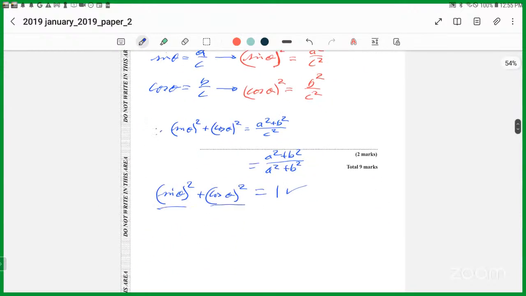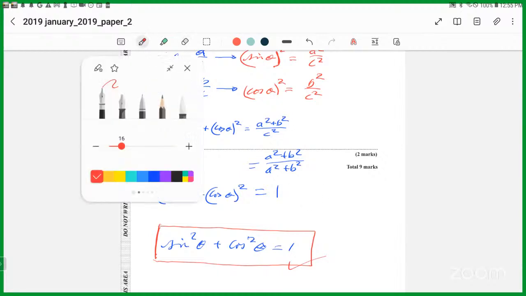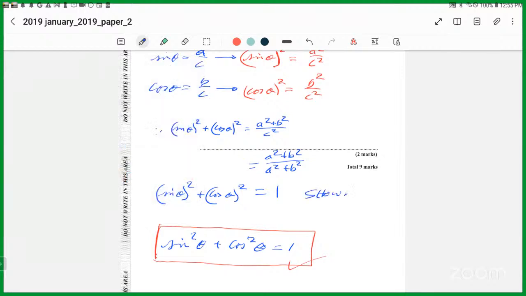Another way to write these two is like this: sine squared theta plus cos squared theta equals 1. This is just another way of expressing that, and it is actually the standard way to express it. But that is the answer, right? That is the proof. It was shown to be true that sine squared theta plus cos squared theta is equal to 1.